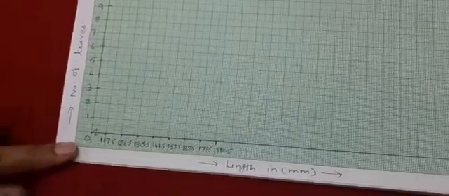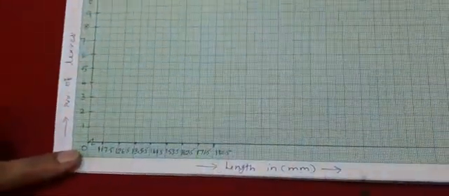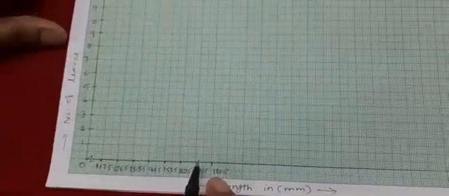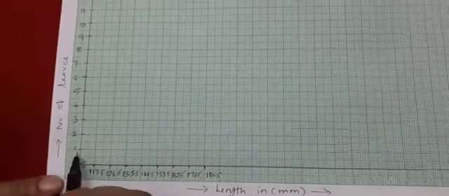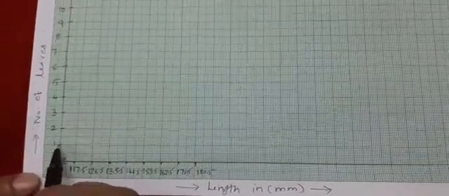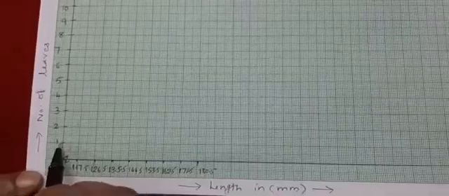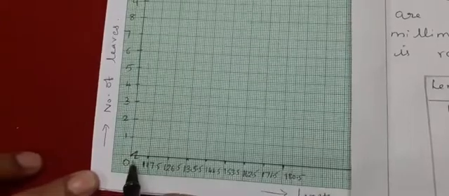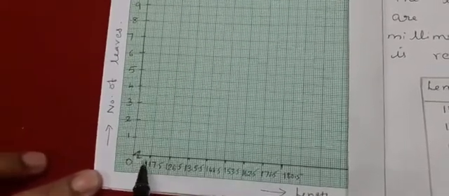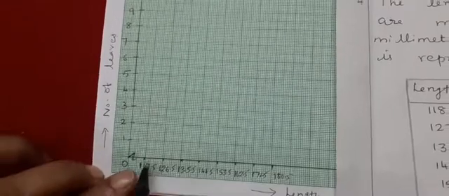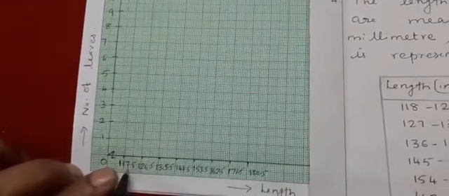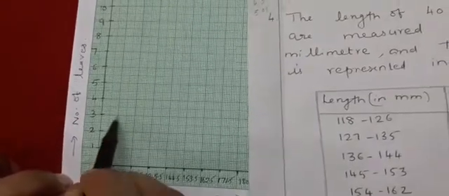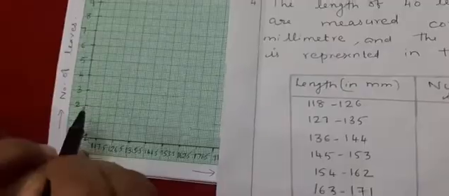First of all, we have to draw the x-axis and y-axis, and on x-axis I have represented the class intervals, and on y-axis the frequency, that is number of leaves. On y-axis I have taken the scale as 1 unit is equal to 1 leaf. Since I am starting from 117.5, here I have marked a kink. Now let's start drawing the rectangles here. So the width of the first rectangle will be 117.5 to 126.5 and the height will be 3. So let's draw that.